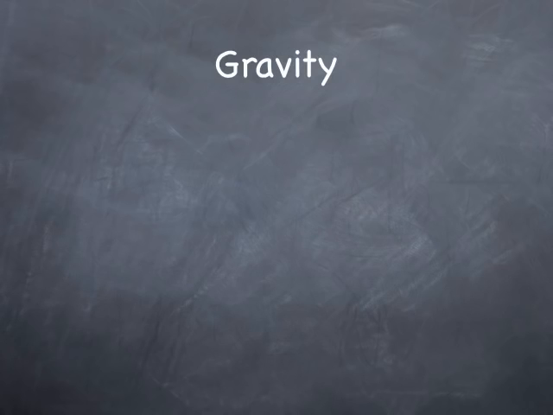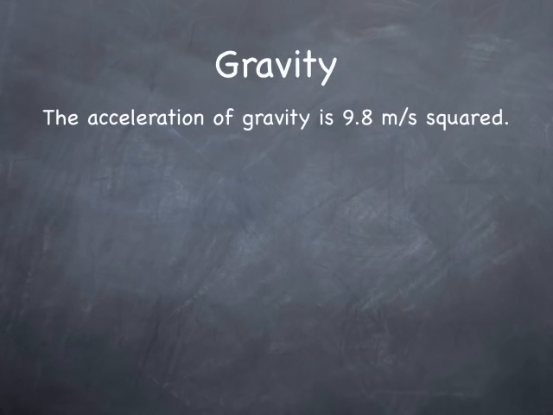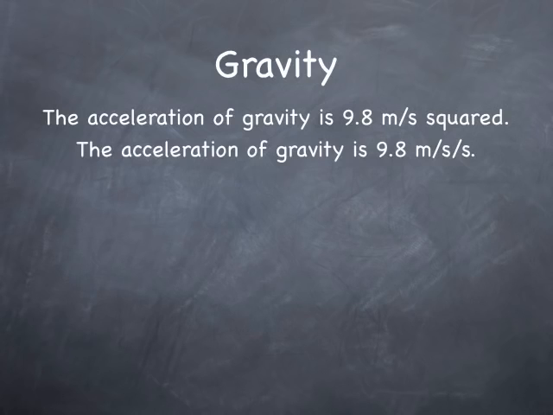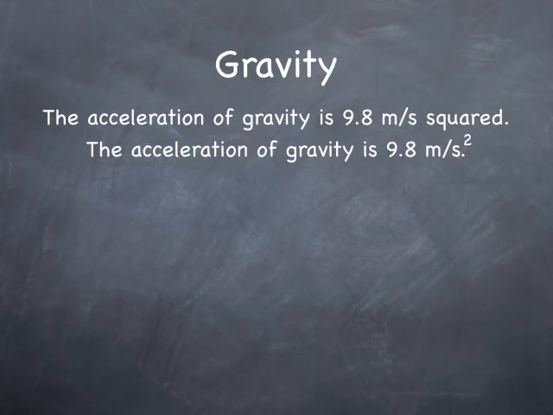Gravity. The acceleration of gravity is 9.8 meters per second squared. What does the squared mean? It means that the acceleration of gravity is 9.8 meters per second per second. Mathematicians just like to write the two s's as s squared.